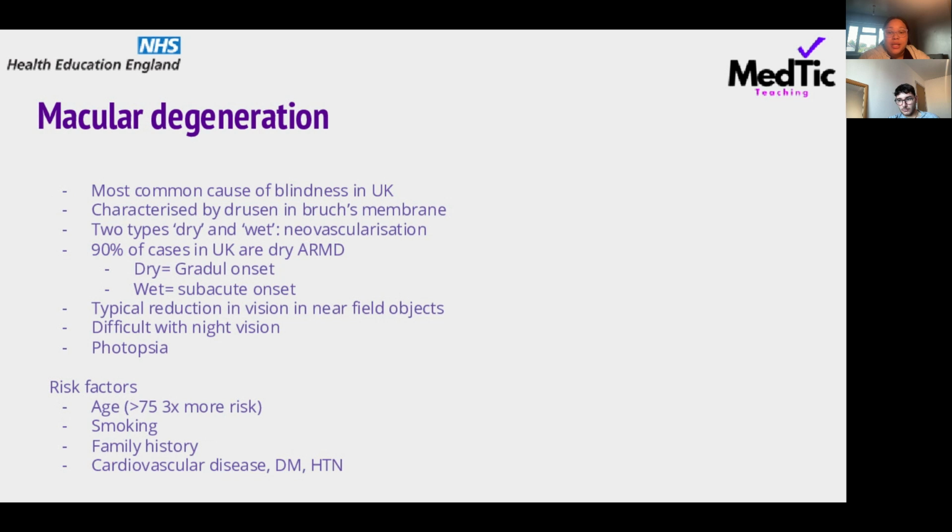With wet macular degeneration, it's very similar to proliferative diabetic retinopathy. If there's neovascularization, potentially anti-VEGF injections, and just a lot of support to patients, because they're experiencing central vision loss, and just like with any of the conditions today, it can be quite daunting for them as well. So as you can see, age over 75, you're 3 times more at risk. If you smoke, family history, and other comorbidities as well. So next slide, please.